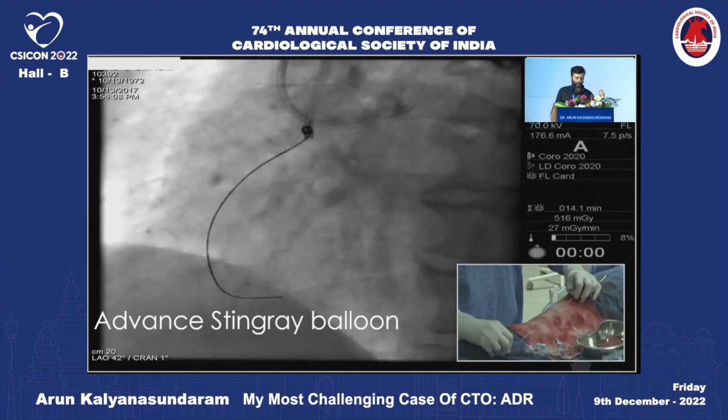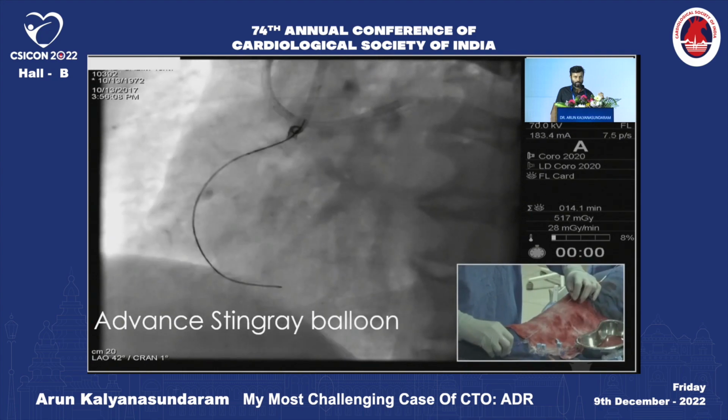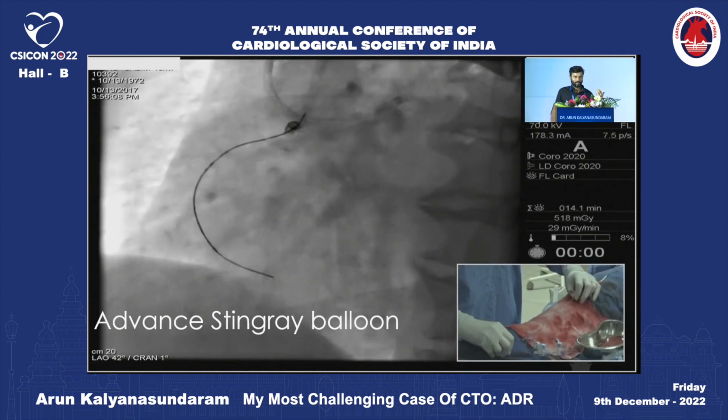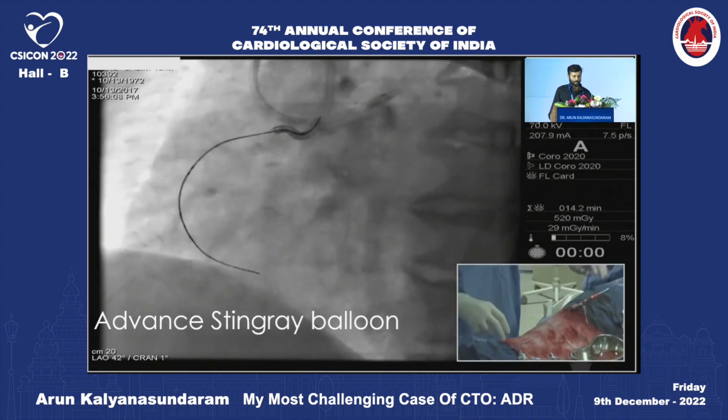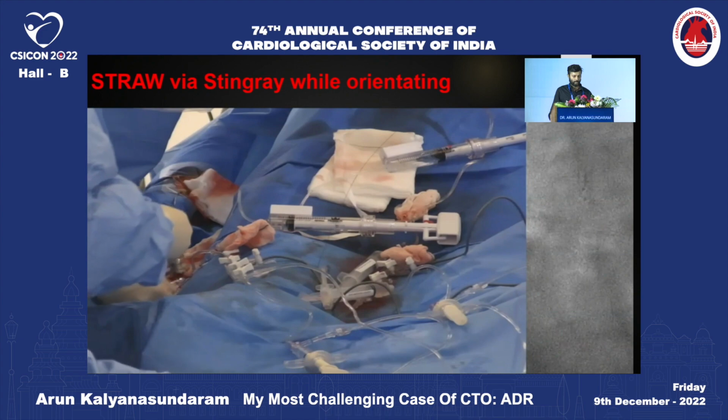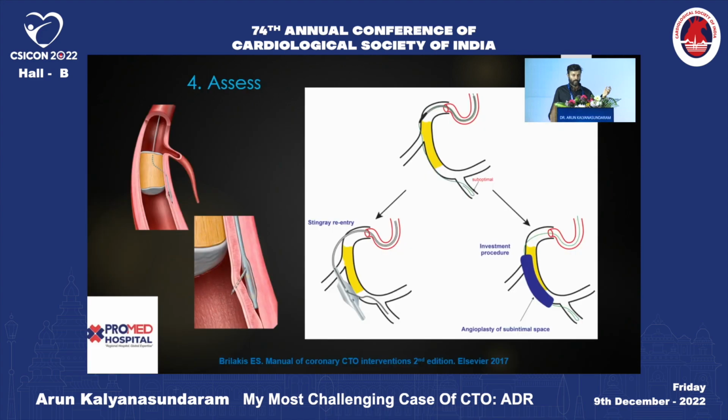Prepare the Stingray balloon well, then advance the Stingray balloon to the reentry zone. Typically, this is done over a Miracle wire or some wire that's stiff all the way to the tip, because despite being low profile, it's not a very deliverable balloon. It's seen as 2 radio-opaque markers. You can do straw, which is aspirating through the back end of the Stingray balloon catheter.